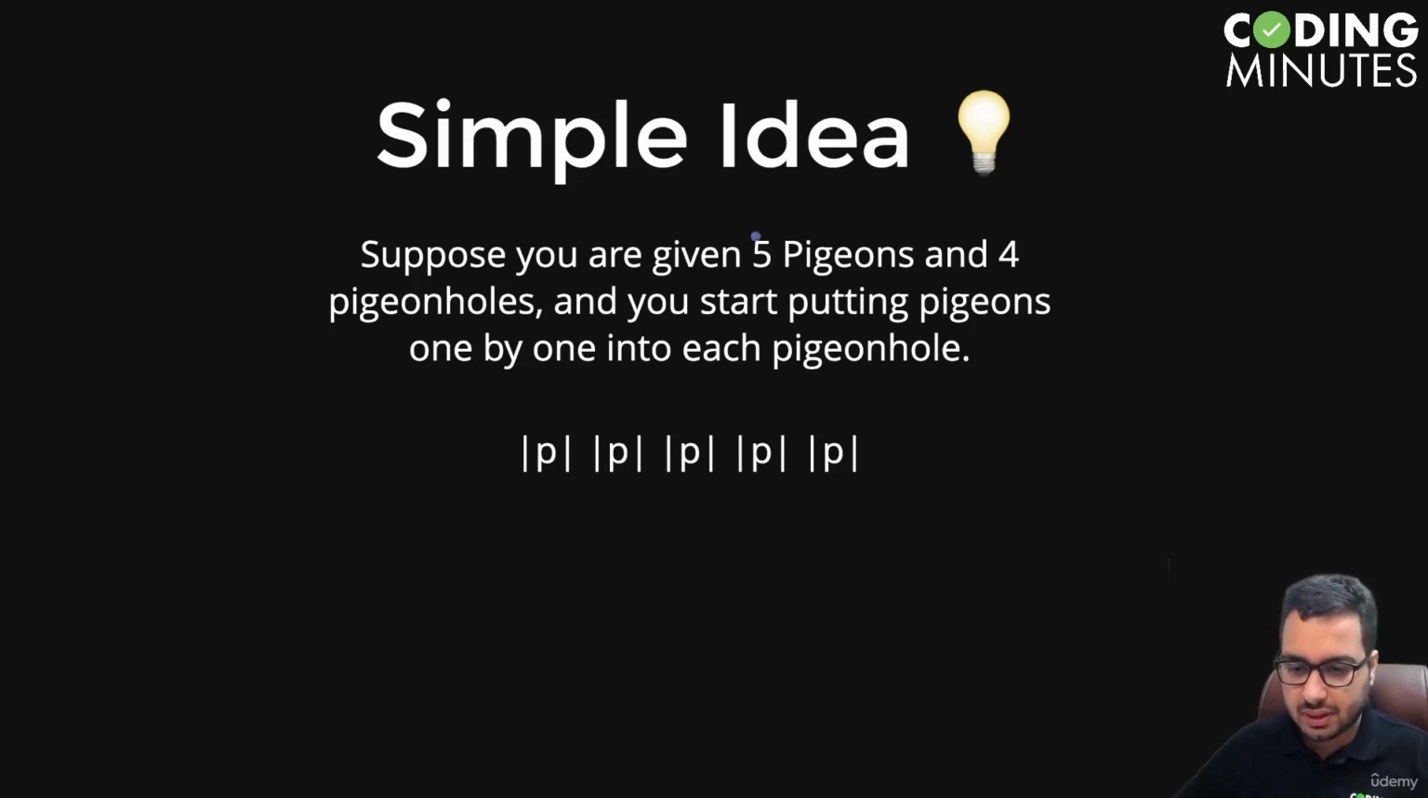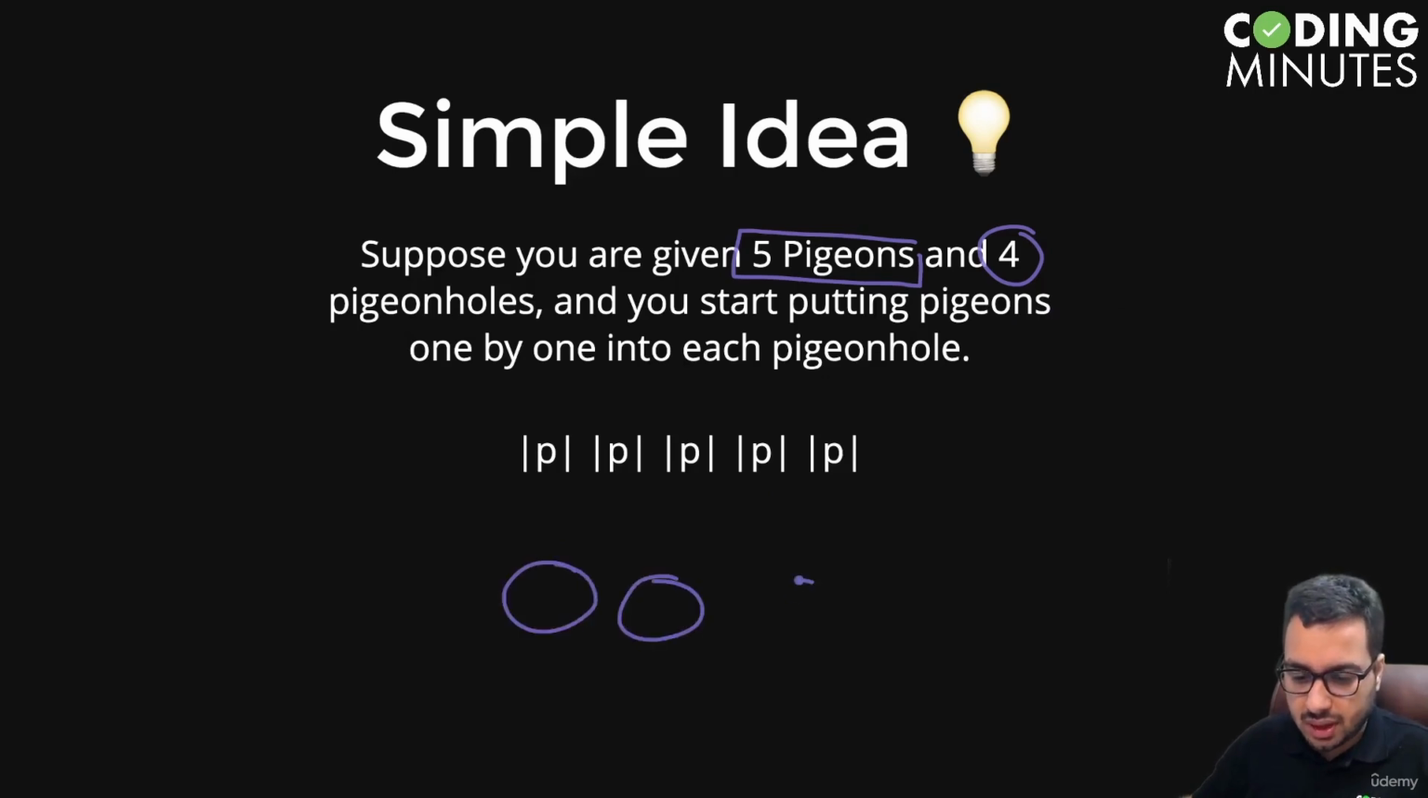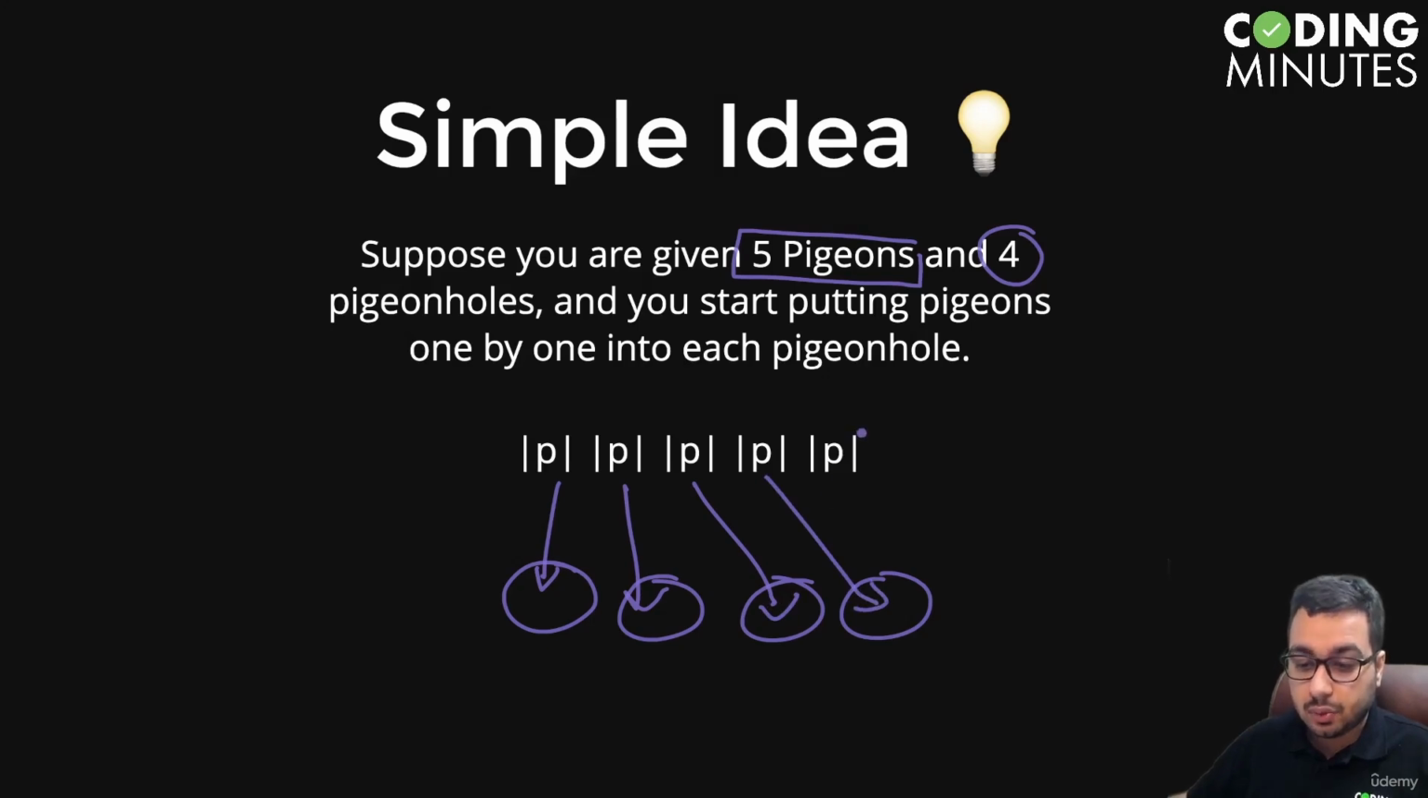Suppose we are given 5 pigeons and there are 4 pigeonholes, okay? And you start putting pigeons one by one into each pigeonhole. So what is going to happen? If you have 5 pigeons and you only have 4 holes, then if you put this pigeon here, this pigeon here, this pigeon here, this pigeon here, and then you want to put the last pigeon, one of the holes will contain at least 2 pigeons.